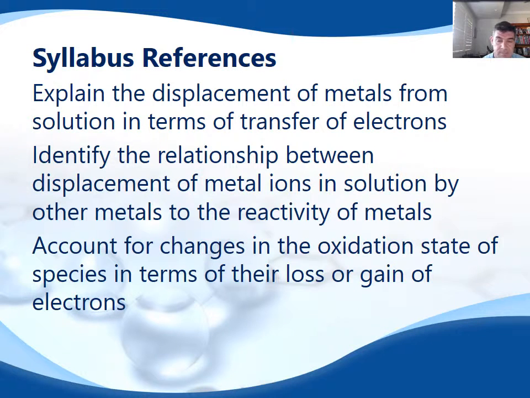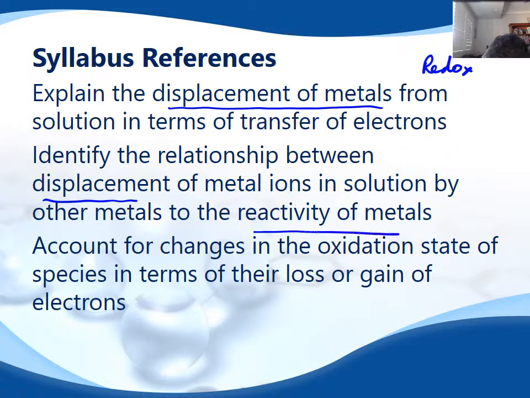A couple of things that are part of this video focus is firstly that we have to explain the displacement of metals from solution in terms of the transfer of electrons. So this is redox chemistry that we're looking at here. We need to identify the relationship between the displacement of metals and their reactivity. So we're going to have a quick look at the activity series of metals and try and figure out how we can use that to look at which ions are most likely to be displaced, and we also need to account for some changes in the oxidation state, and we will have a look at that in a little bit of detail later on.